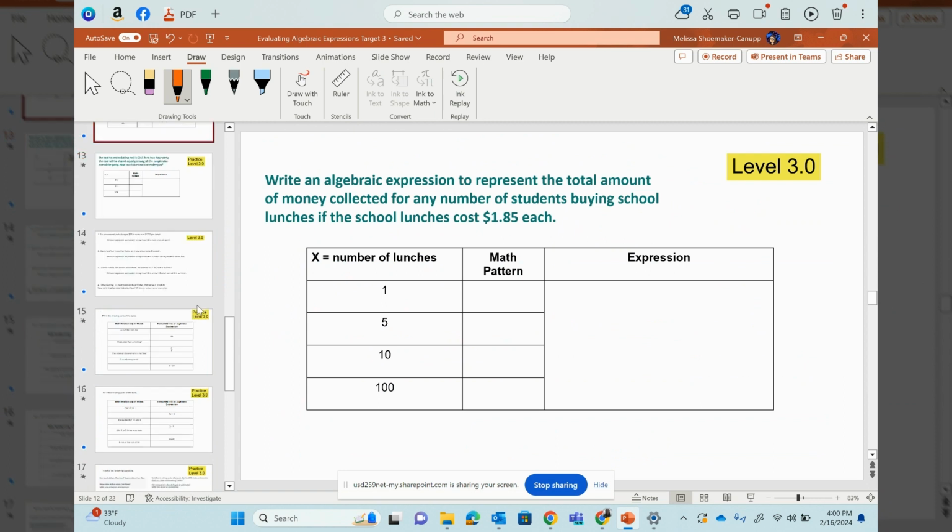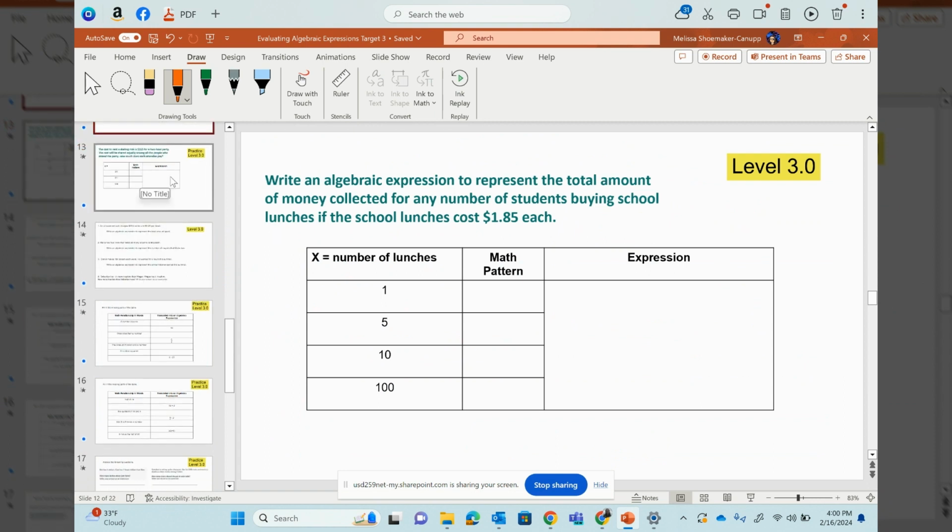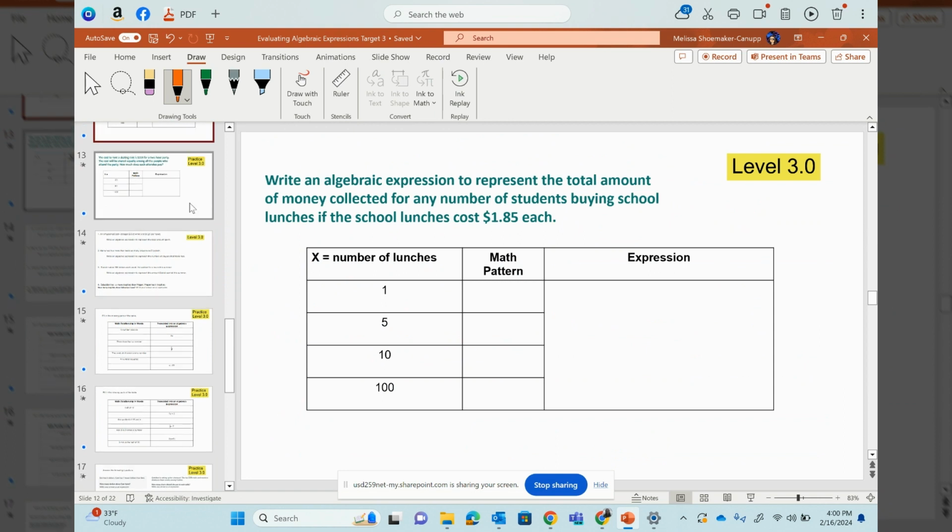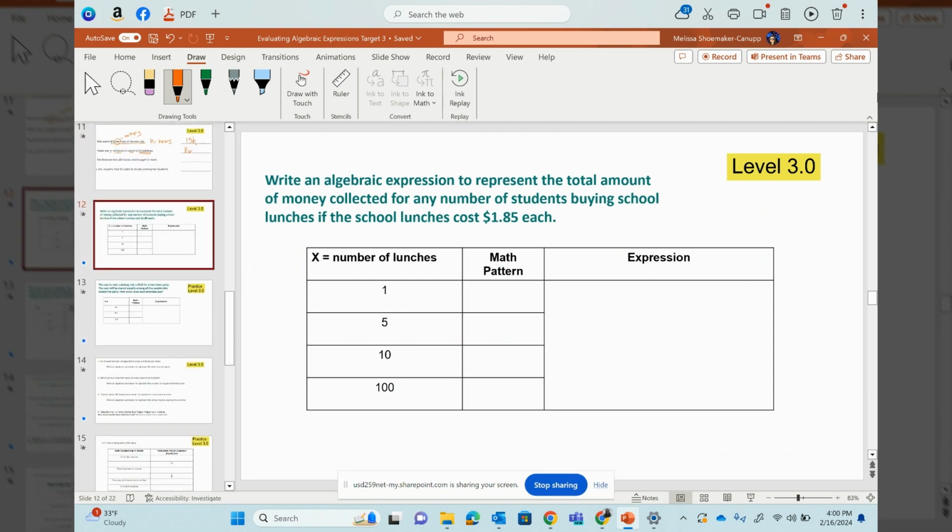Okay, now this is where we kind of get into another layer of this. I'm going to work this one and we're going to see how you guys can do on your own. Write an algebraic expression to represent the total amount of money collected for any number of students buying school lunches that cost $1.85 each. So what we're thinking about is X is going to be our number of lunches. I like setting this up into the table because we can see the pattern that we need to get our answer. So if I said, how much did one lunch cost? You would tell me $1.85, wouldn't you? Right? You'd tell me, well, one lunch is going to be $1.85.